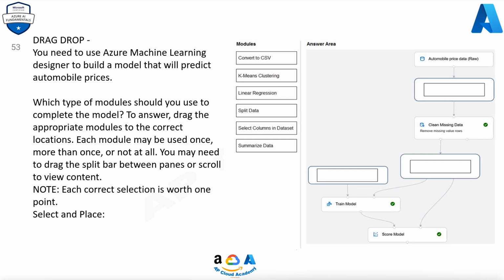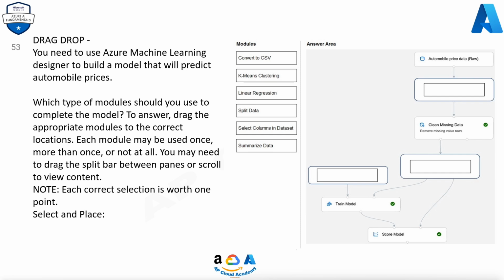(53) Drag-drop. You need to use Azure Machine Learning Designer to build a model that will predict automobile prices. Which type of module should you use to complete the model? To answer, drag the appropriate modules to the correct locations. Each module may be used once, more than once, or not at all. You may need to drag the split bar between panes or scroll to view content. Note, each correct selection is worth 1 point.